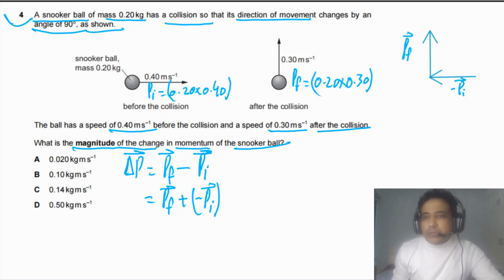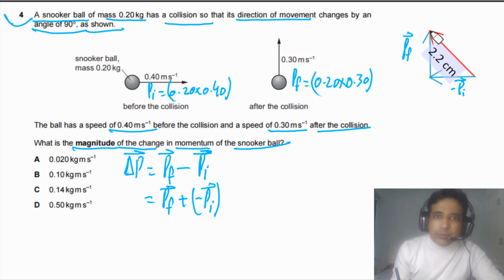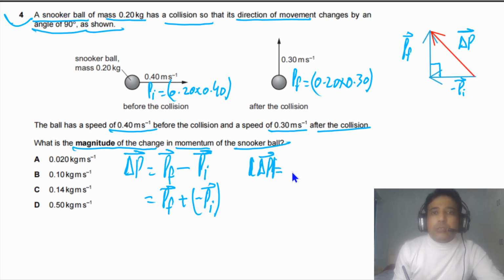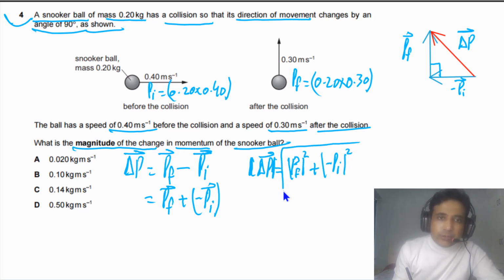Now we need to find the sum of these two vectors, so we simply add. The sum of these two vectors is this one, and this is delta P. Because this is a right angle triangle, we can simply write delta P, and we are just interested in the magnitude. This will be equal to the magnitude of P final squared, plus the magnitude of P initial squared, and we have to take the root of this.